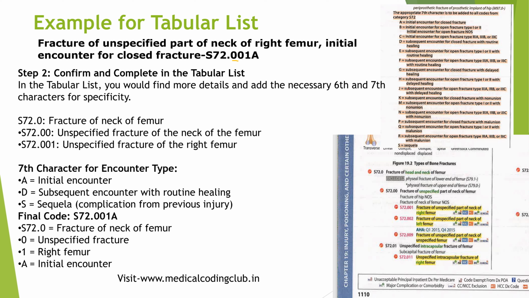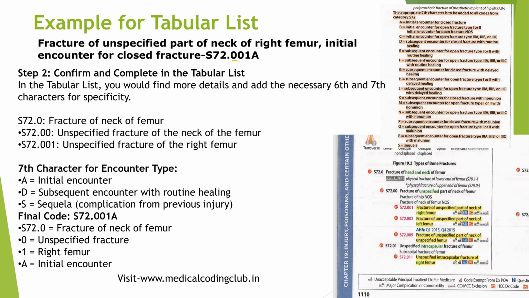Here, S72.0 is fracture of head and neck of femur, and below that you can see the notes as well, Excludes 2 notes. Then S72.00 is fracture of unspecified part of neck, and here you can see the laterality specification: S72.001 is for right femur and S72.002 is for left femur. We know in our question we need the right femur, so the correct coding would be S72.001.